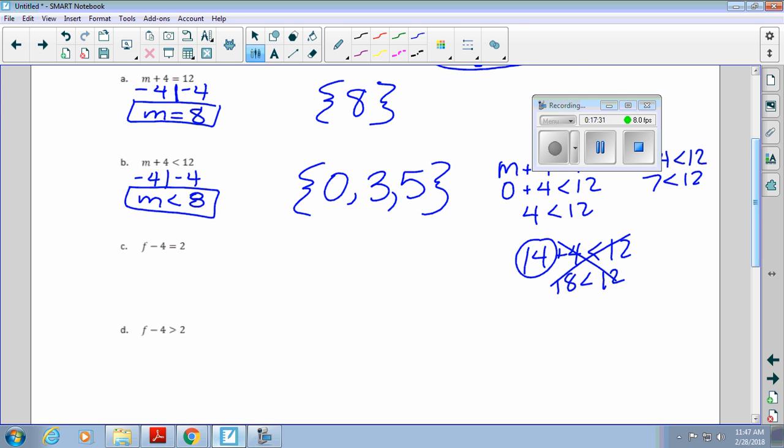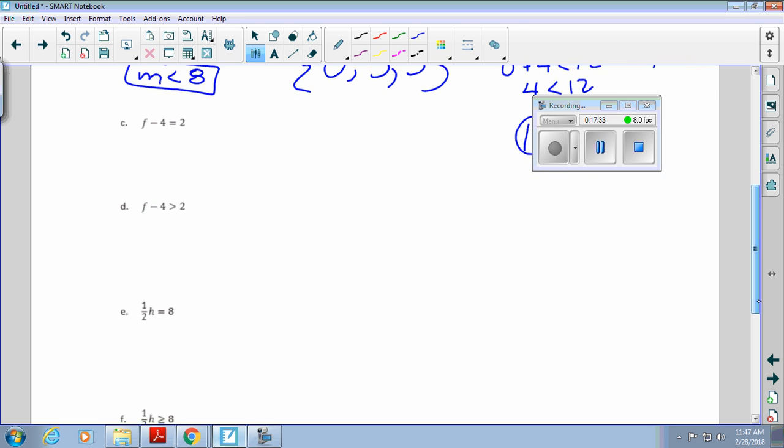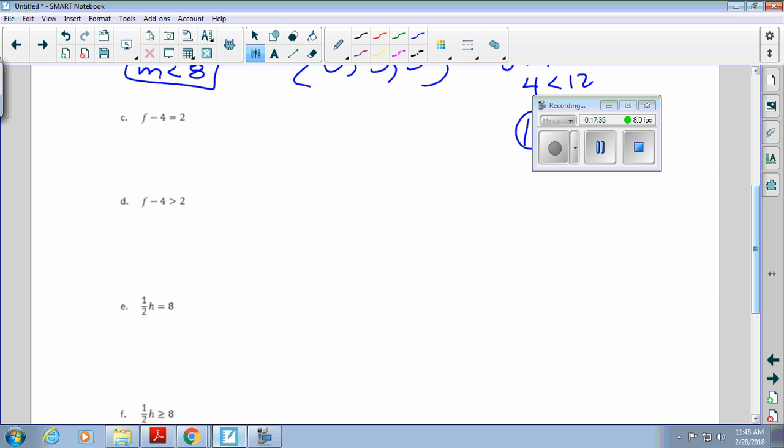All right, let's go and do D. Skip C. Let's go to D. Actually, no, pause that. We're going back. We are going to do C. All right, so we're going to solve f minus 4 equals 2. What do we need to do to each side? Plus 4. Add 4 to each side. We have f left on this side equals what? 6.